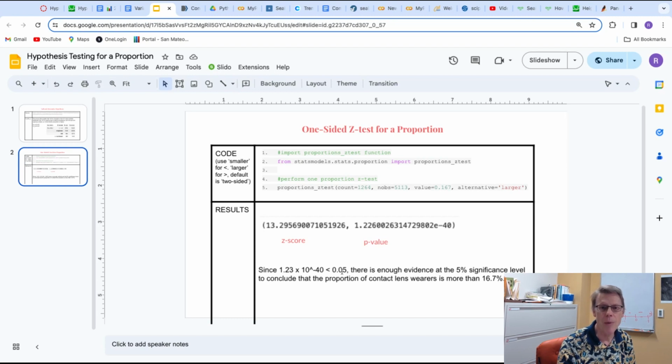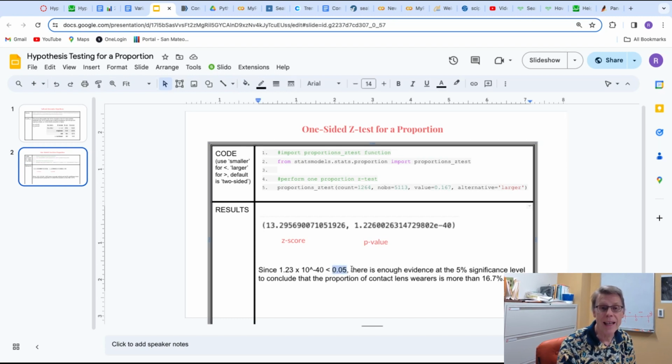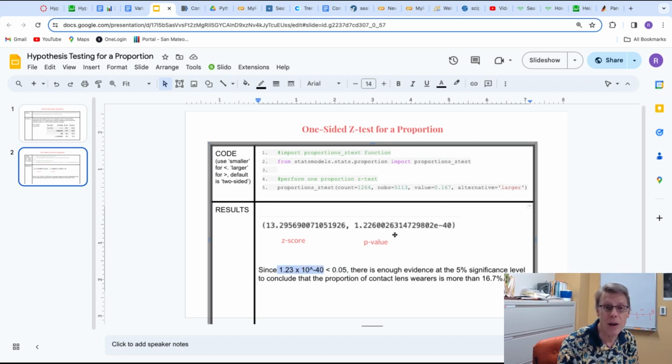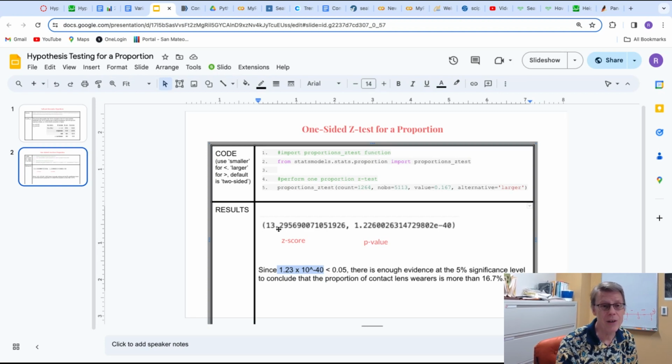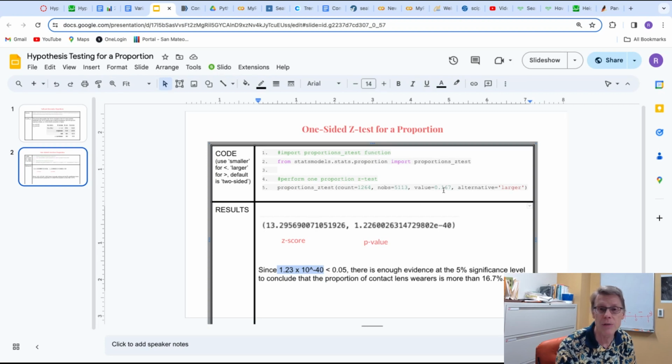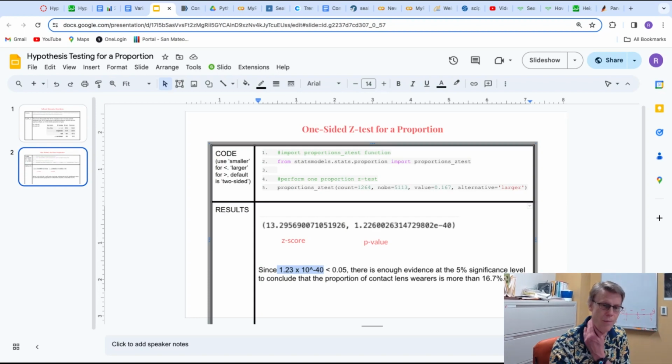Okay, so remember, 5%, 0.05, is our cutoff. And if our p-value, which is the second number that Python gives you, is less than 0.05, which this one is way, way, way less than 0.05, it's basically 0, then we have enough evidence. This number over here is the z-score. It's how many standard deviations away from the assumed proportion of 16.7% our p-hat is. It's 13 standard deviations away. That's why this probability, this p-value, is so small.